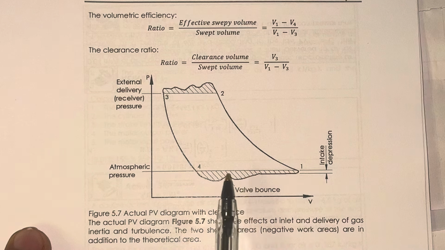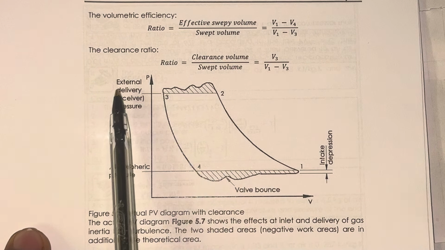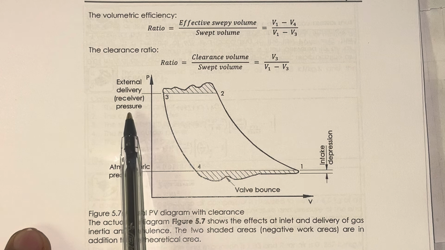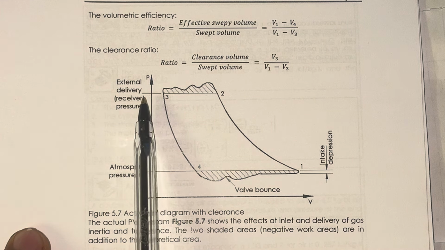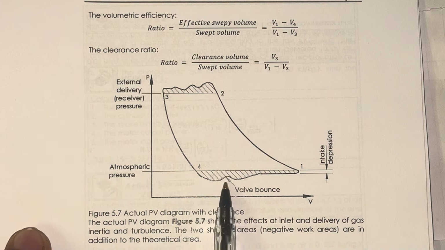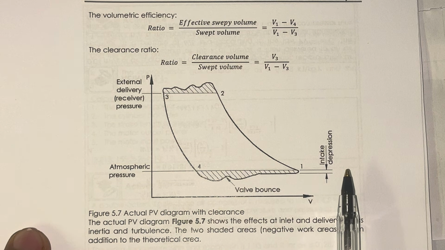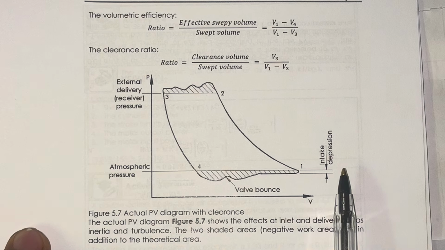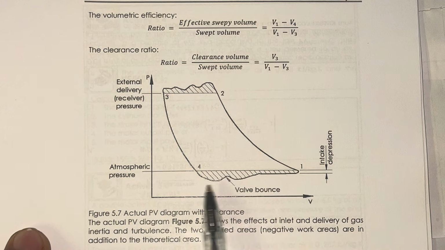When we look at this graph here, what we notice is that our external delivery or receiver pressure is where we will find that region. And then we have our atmospheric pressure, this is the region of the atmospheric pressure. Over here this indicates the intake depression, and this here refers to our valve bounds.